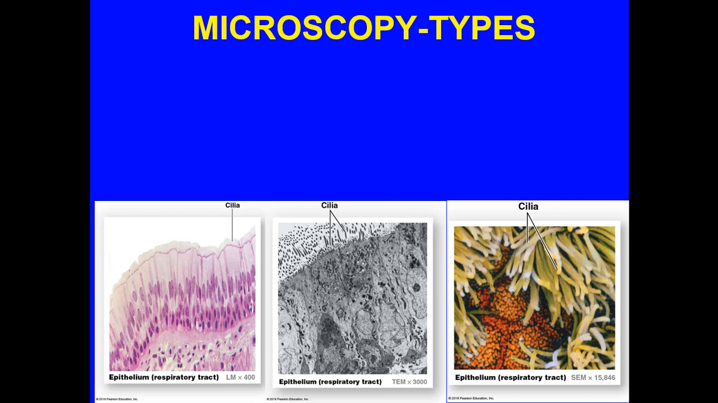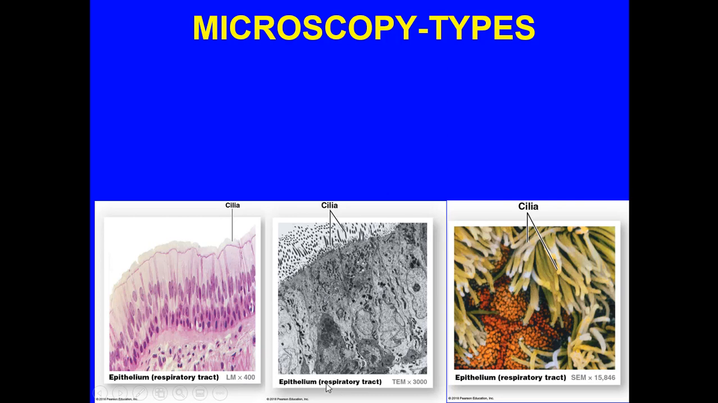Now, if you notice here, this is using light microscopy. And the thing is, we had to stain it with specific chemicals so that structures such as the nucleus and the cell membranes would be able to be visible. Otherwise, it's like looking through different layers of glass. Now, these are all epithelium of the respiratory tract, basically the same structure. So LM is light microscopy, and it's at a magnification of 400.